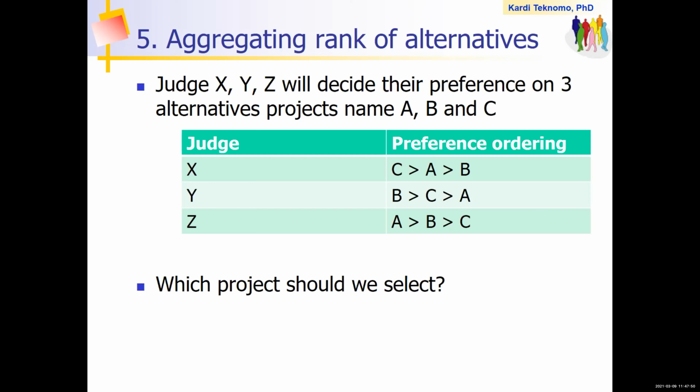What is your opinion? You have 3 judges, X, Y, and Z. And you have 3 projects, A, B, C. You should select now, what is the group decision? These are the preference orderings.